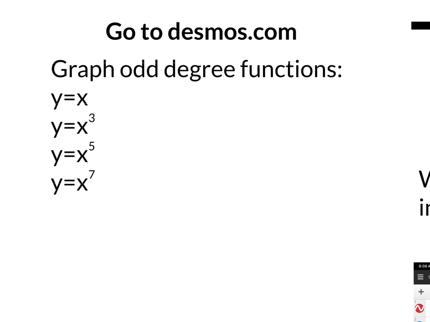So if you're at desmos.com and you type in y equals x and then hit enter, it'll go to the next one, and you could graph all of these on the same xy plane, so we could just visually see them all together. Okay, so here it is.